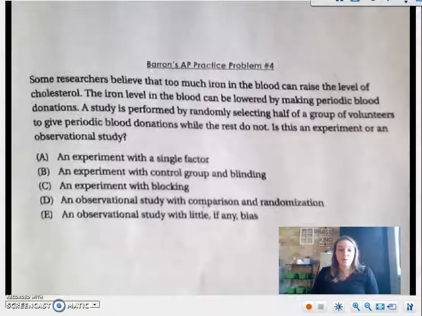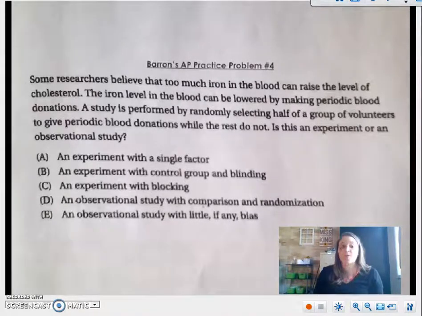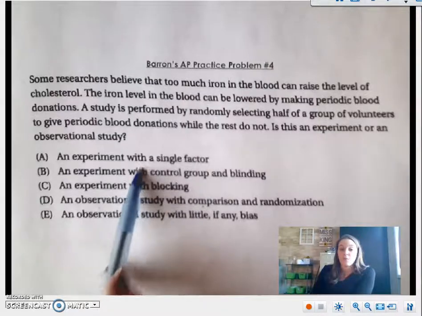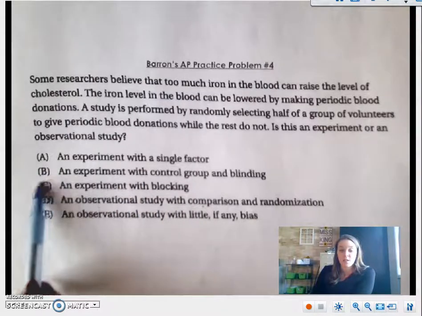And last, we have the fourth AP practice problem, which says some researchers believe that too much iron in the blood can raise the level of cholesterol. The iron level in the blood can be lowered by making periodic blood donations. A study is performed by randomly selecting half of the group of volunteers to give periodic blood donations while the rest do not. Is this an experiment or an observational study? This would be an experiment because you are randomly picking some to do the blood donations and some to not, so you are manipulating, and we are not blocking for anything.